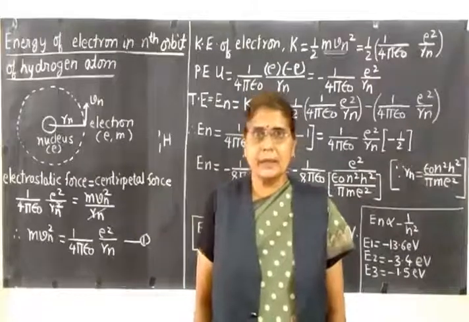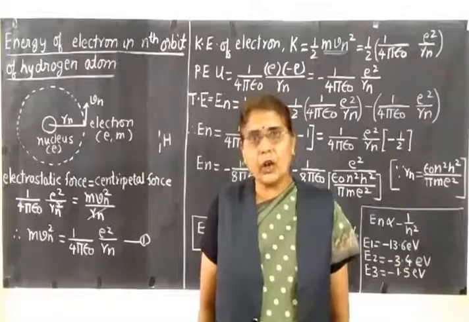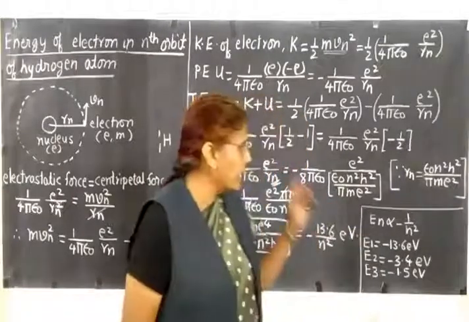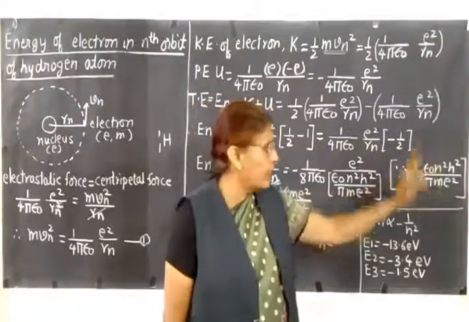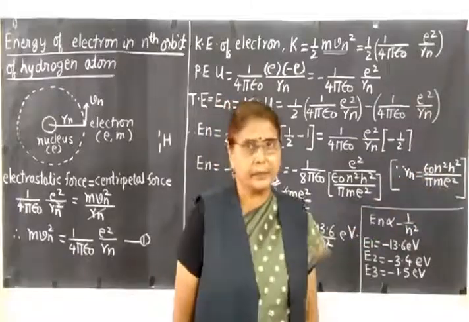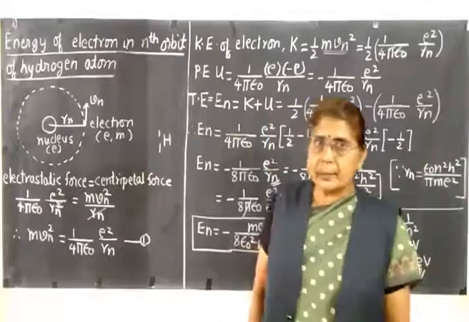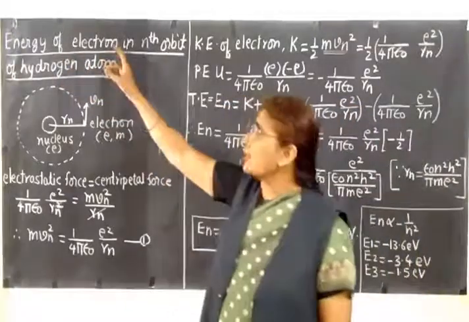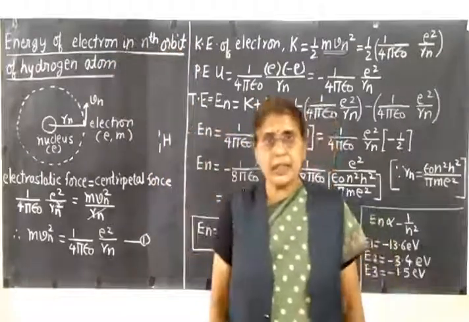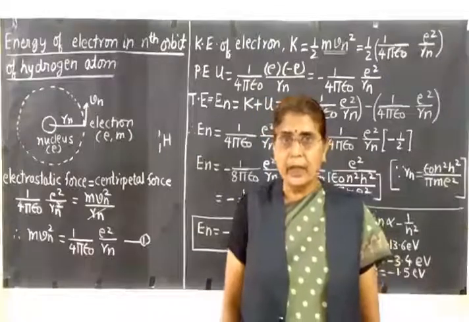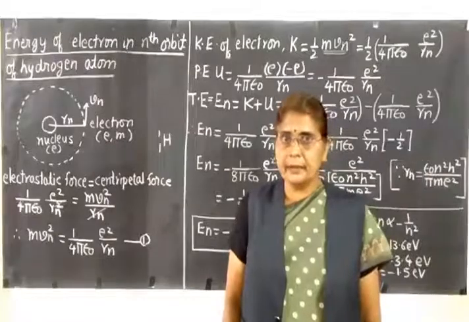Good morning, students. In the last class, we had derived an expression for the radius of the nth orbit of the hydrogen atom. We had derived the expression Rn equals epsilon 0 n square h square divided by pi m e square. Assuming this expression of radius, we shall now derive an expression for the energy of the electron in the nth orbit of the hydrogen atom. This derivation is very important from your exam point of view. It is frequently asked in your annual exam for 5 marks. So let us derive that.